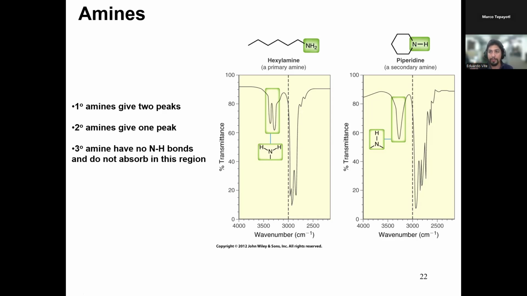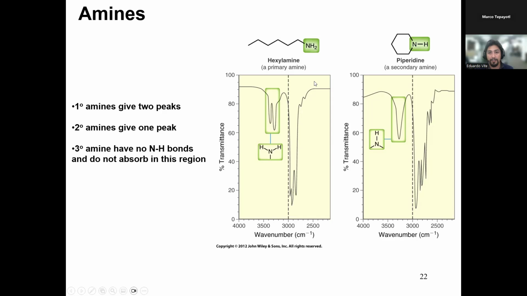We have primary, which means there's only one carbon nitrogen bond. That is primary. Secondary means there are two carbon nitrogen bonds. So primary is only one carbon nitrogen bond. Secondary is two carbon nitrogen bonds. And then depending on whether you have a primary one or a secondary one, that will tell you how many peaks you get in your spectra.